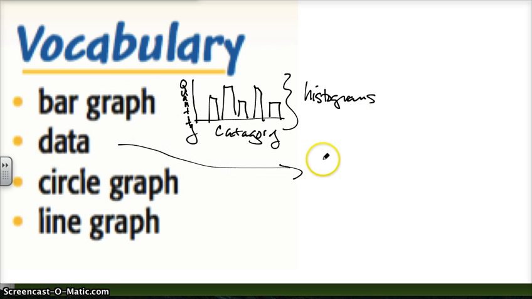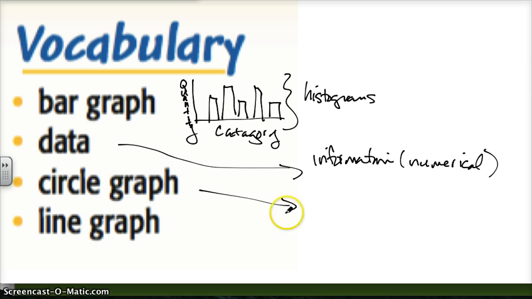With bar graphs, we'll often be dealing with some sort of data or information. So in our case, our data would simply be information, generally of a numerical sort. All right. A circle graph will deal with percentages oftentimes, and it will be in a circle.